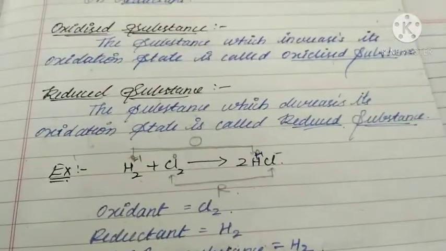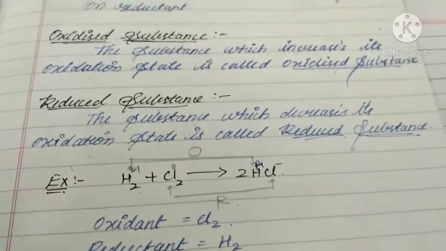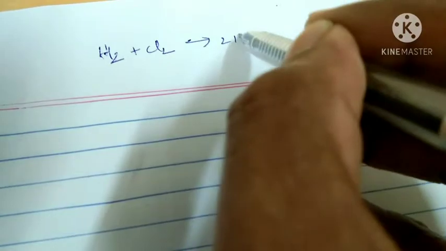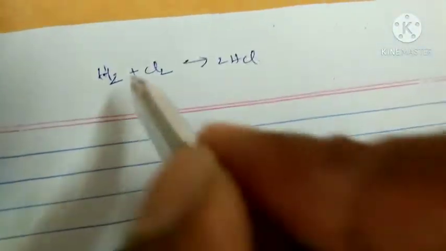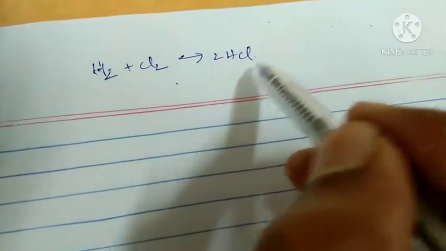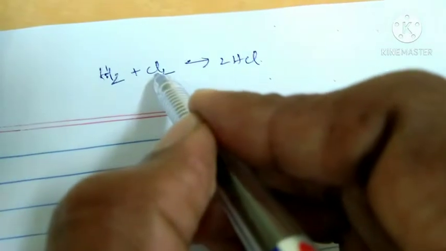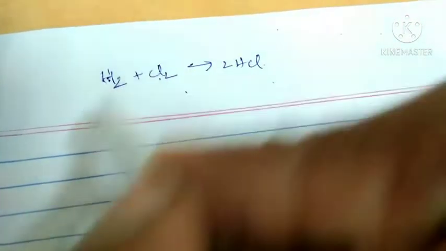If you see the example, then you get a clear idea about each and everything. I will discuss that example. See here. H2 plus Cl2 gives rise to 2HCl. Here H2 and Cl2 are reactants. HCl is the product. You know that very well. H2, this is the standard state, nothing but the elemental state. This is Cl2, this is also the standard state, nothing but the elemental state.